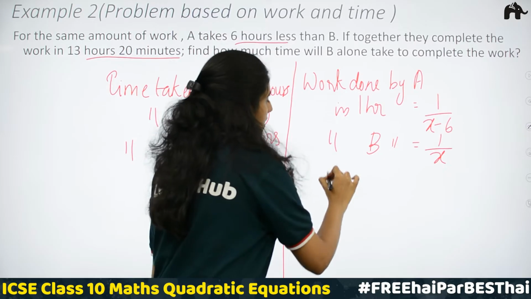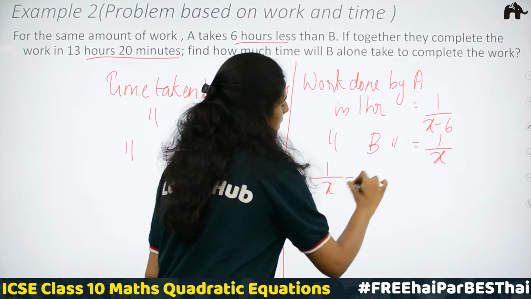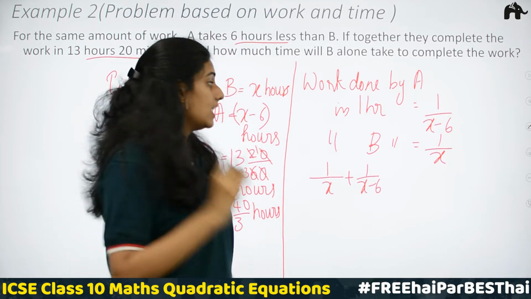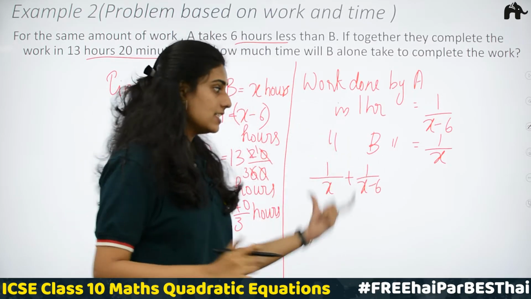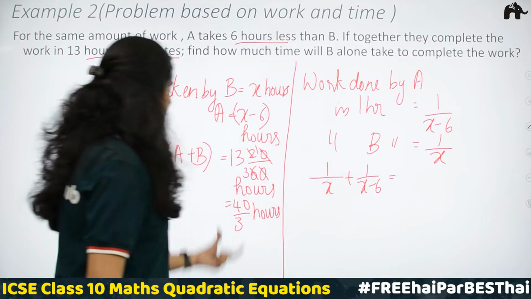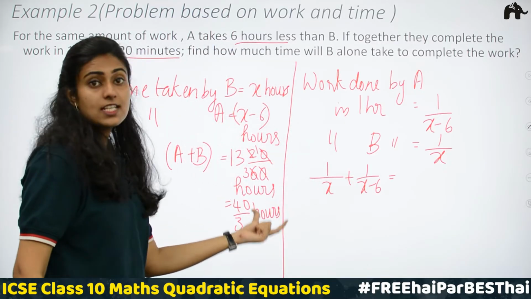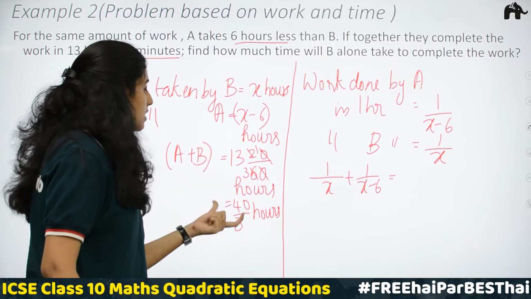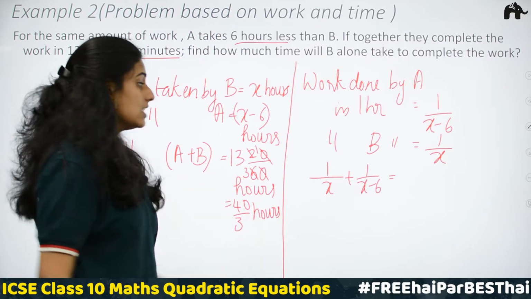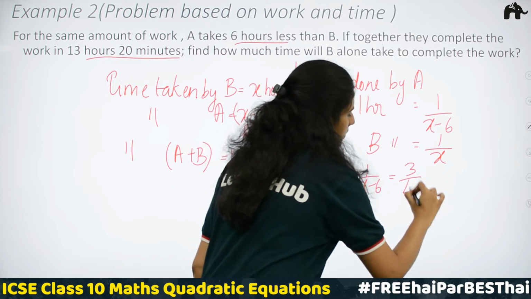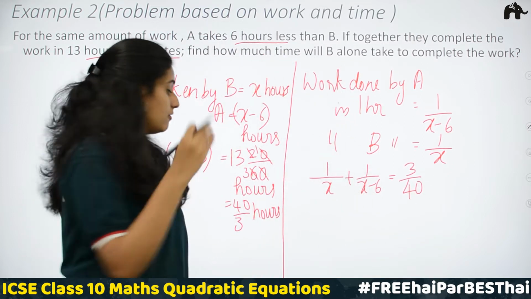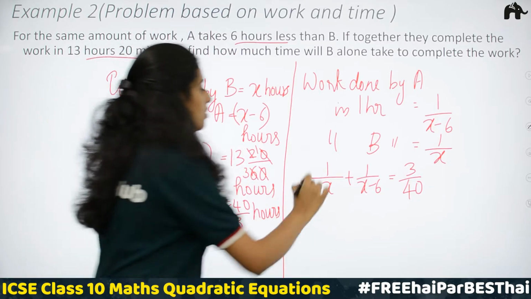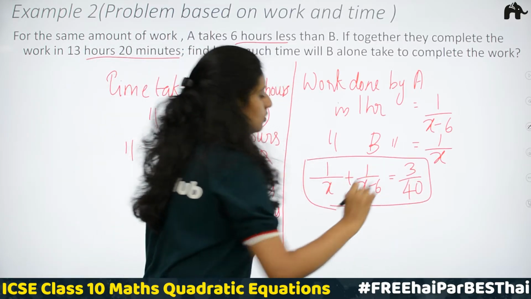Together, 1 by X plus 1 by X minus 6 is the work done by them together in 1 hour. That is given, which is 40 by 3 hours is the total time taken. Then in 1 hour it will be 1 by 40 by 3, that is 3 by 40. Now, from this we can find the value of X.